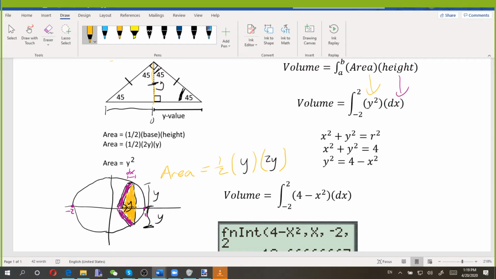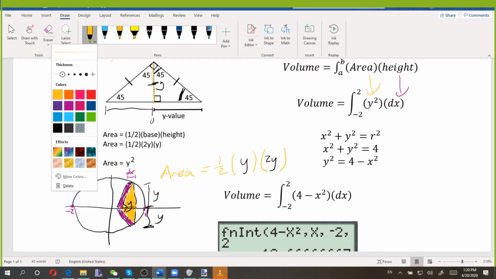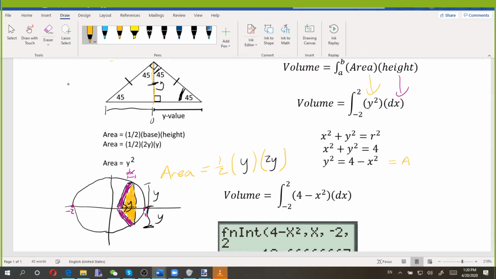So I'm going to do that using our equation of a circle. Our equation of a circle is x squared plus y squared is r squared, from Algebra 2. My radius right now is 2 for the circle, so 2 squared is 4. And if I want to solve for y squared so that I can substitute it in here, I can subtract x squared from both sides to get y squared is 4 minus x squared. So that leaves us with my area. Y squared is 4 minus x squared. So we can sub that in: 4 minus x squared times our dx. Okay, any questions on what we did so far?